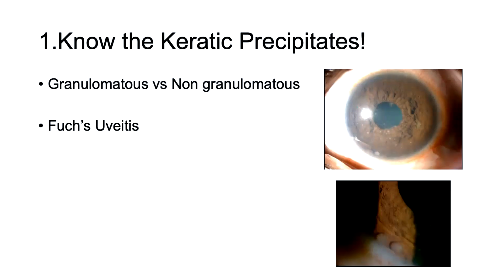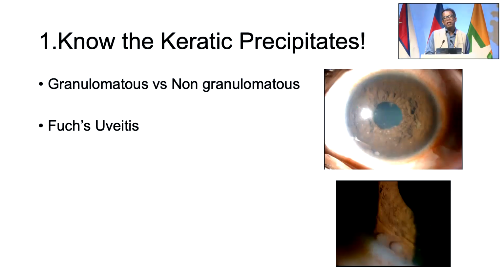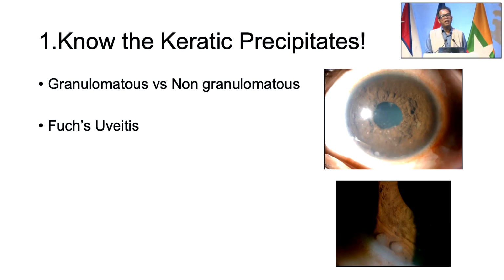So I'll be speaking on the 10 pearls in anterior uveitis. So the first pearl of decoding a case of anterior uveitis is know the keratic precipitates. As you know, the keratic precipitates are very important and sometimes can help you to differentiate between granulomatous and non-granulomatous uveitis. The granulomatous keratic precipitates are typically the mutton fat KPs. Also, another important entity is Fuchs uveitis, which is characterized by the stellate KPs.